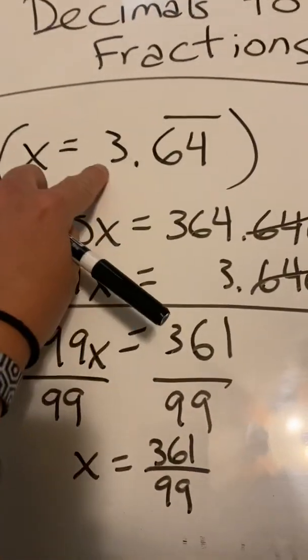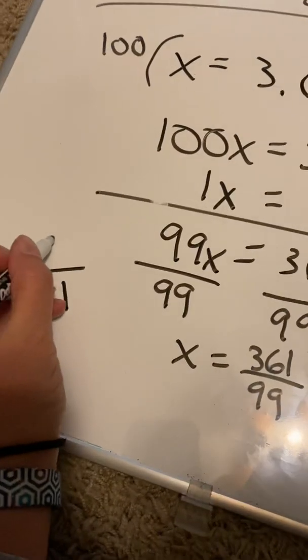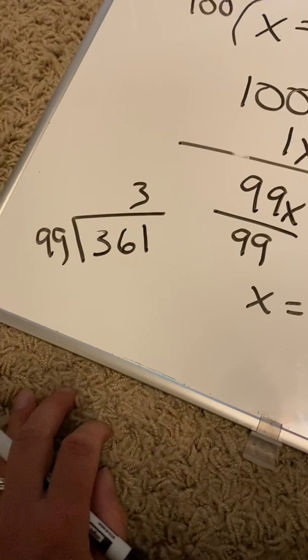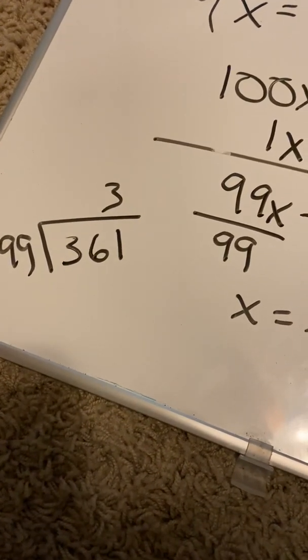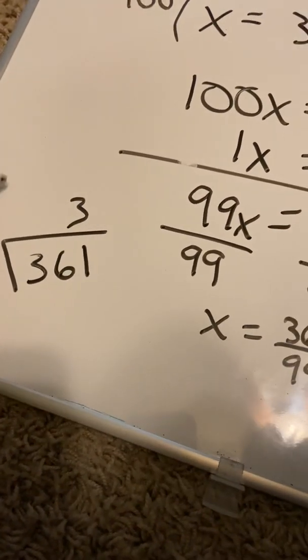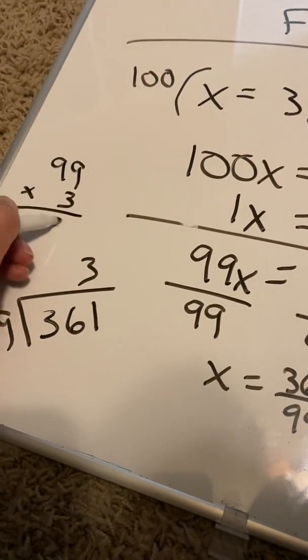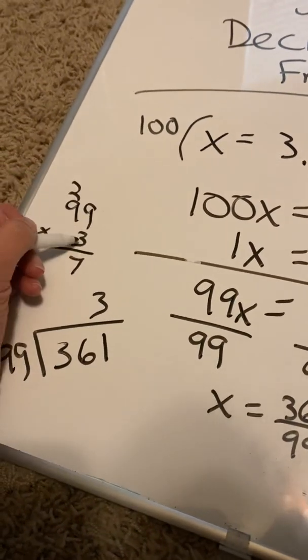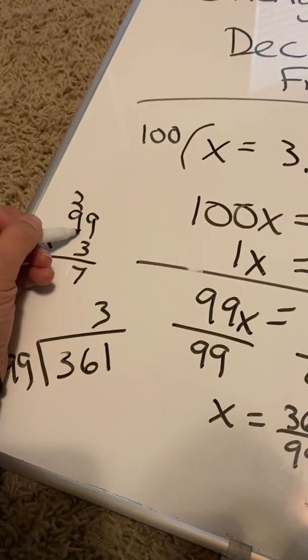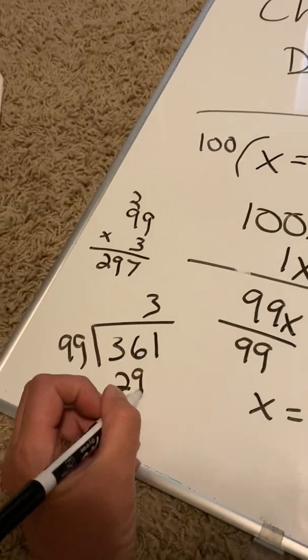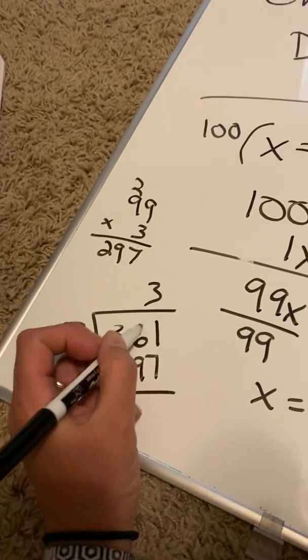All right. This is a 3. I know that 99 is going to go into 361 3 times. Those numbers are always going to match. Okay? So 99 times 3: 3 times 9 is 27, carry the 2, 3 times 9 is 27 plus 2, so it's 297. I'm going to subtract 297.